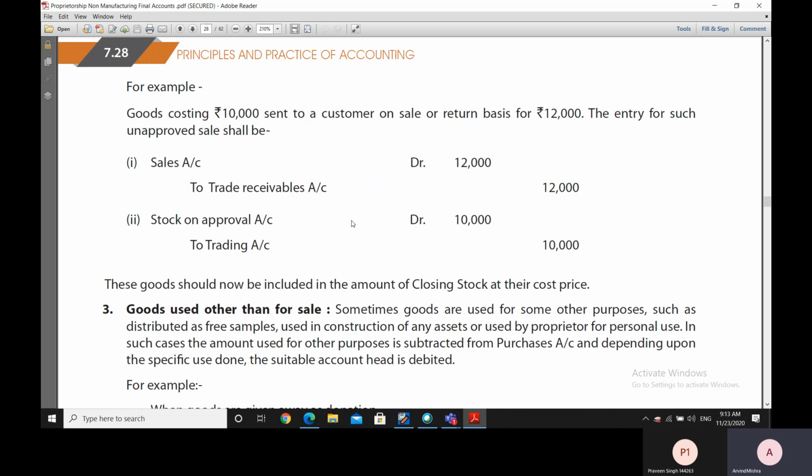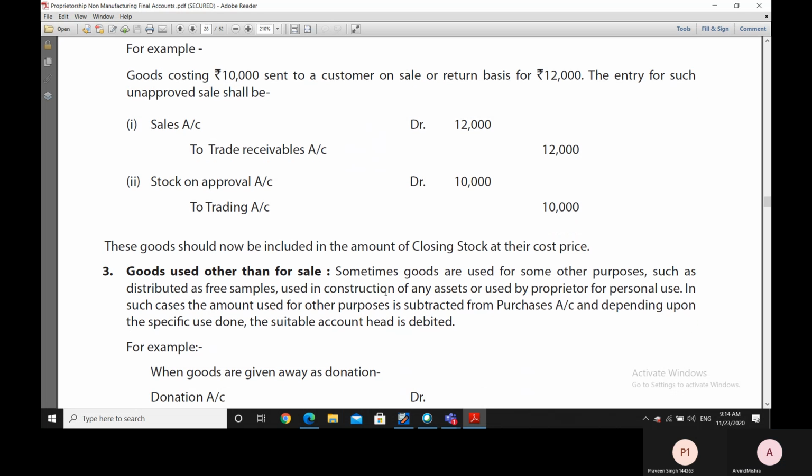So we will debit the stock on approval account and credit the trading account. Thereby, we are moving this amount into our stock, which is just lying at some other place. It is not yet sold. So thereby, this stock on approval account has this debit of 10,000 rupees that will be added to the closing stock in the balance sheet at cost.